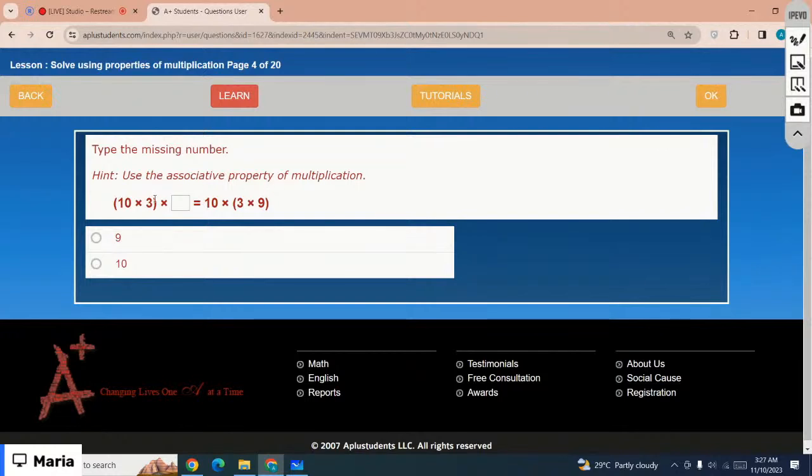9 is missing. See, 10 is here, 10 is here, 3 is here, 3 is here. So that means here you have 9, but on the other side you don't have 9. So the missing number must be 9. Both sides the number must be the same, right? So 9 is missing. Got it? You can think and answer. Please do not write the answer right away.